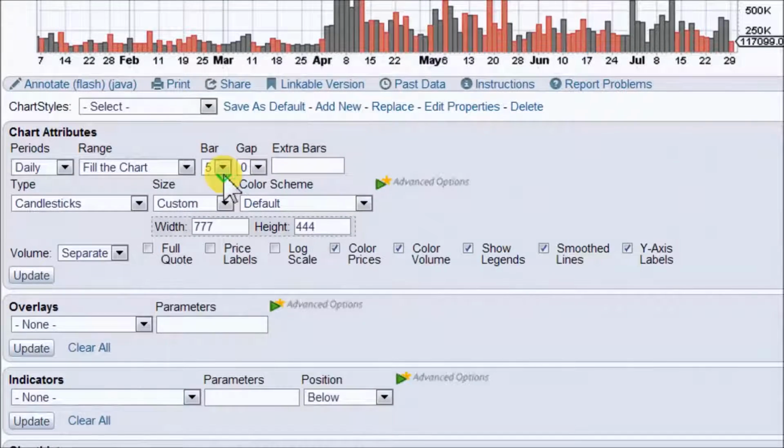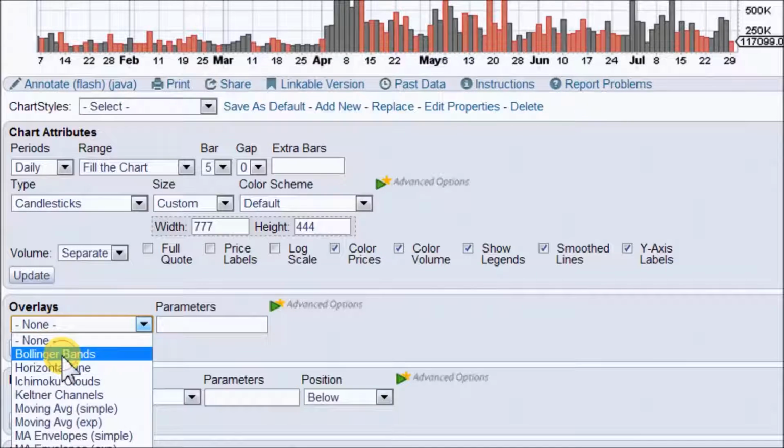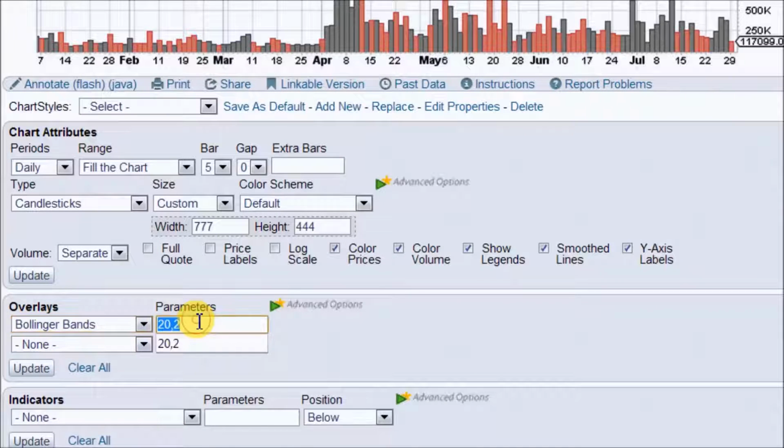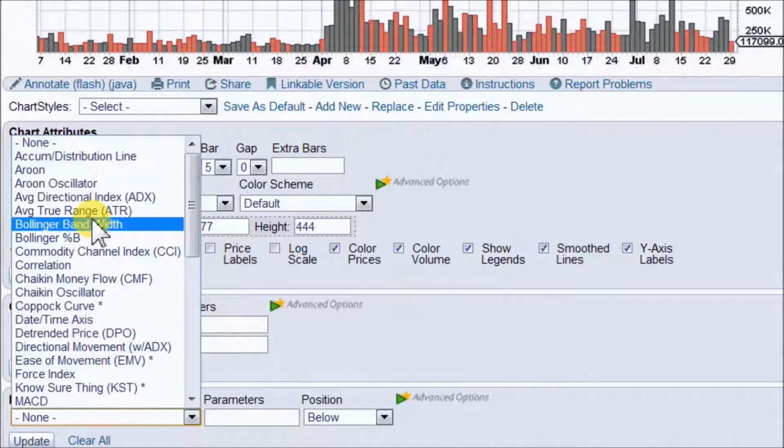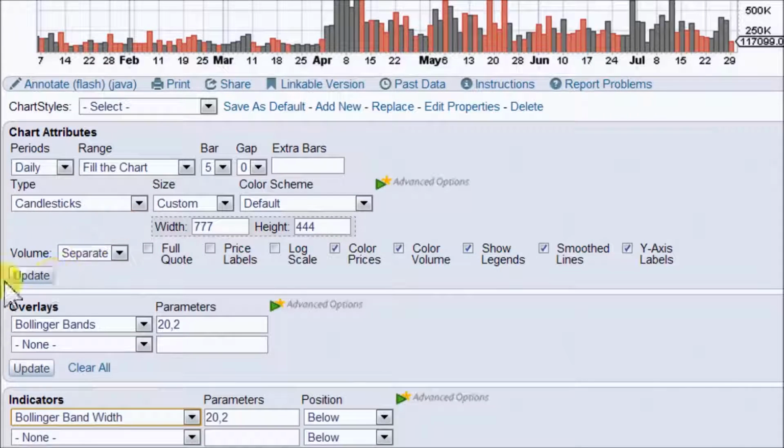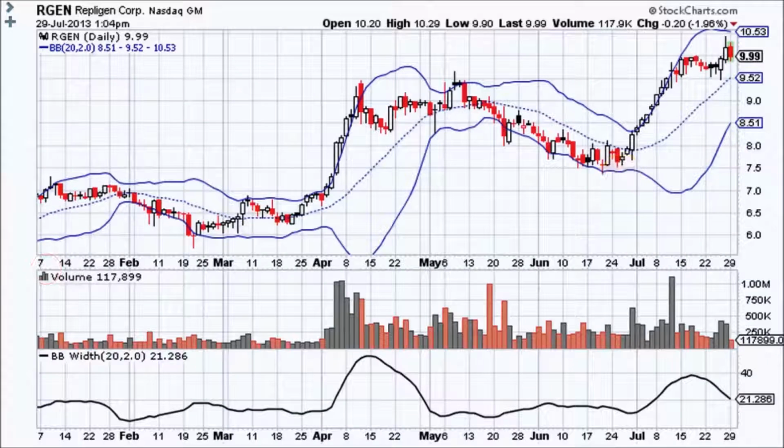Now let's go ahead and load up the Bollinger Bandwidth on this chart for RGEN here at stockcharts.com. Scroll down into the chart attributes area and load up the Bollinger Bands in the overlay section set at the standard setting of 20,2. And down here in the indicators you will be selecting Bollinger Band Width. Click Update and there are your Bollinger Bands.